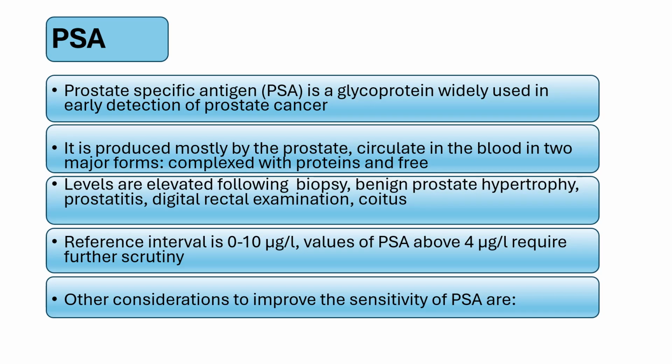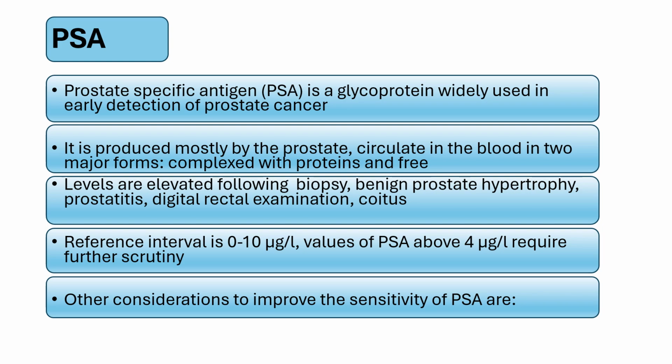The most commonly measured type of PSA is the total PSA, which usually comprises the free PSA and the bound PSA, with reference interval varying between 0 and 10 microgram per liter. So values above 10 microgram per liter are highly suggestive of a pathological condition. However, values below 10 microgram per liter do not necessarily mean that the patient does not have prostate cancer.